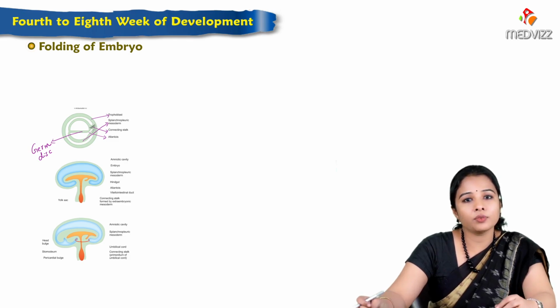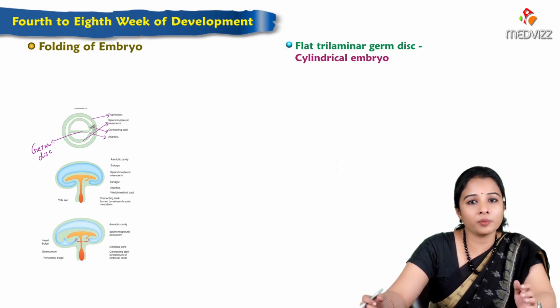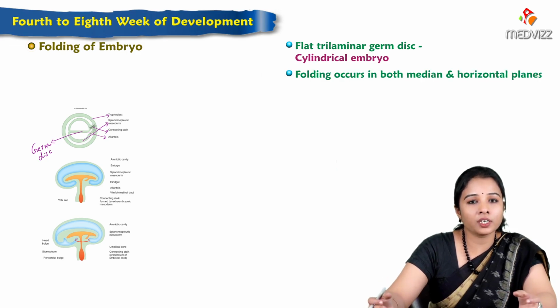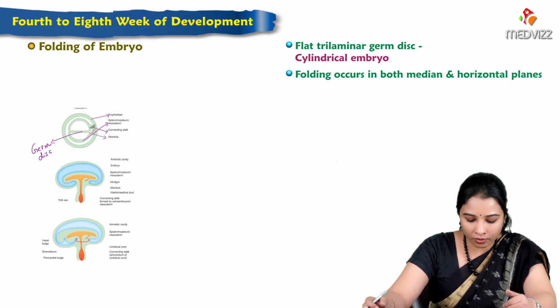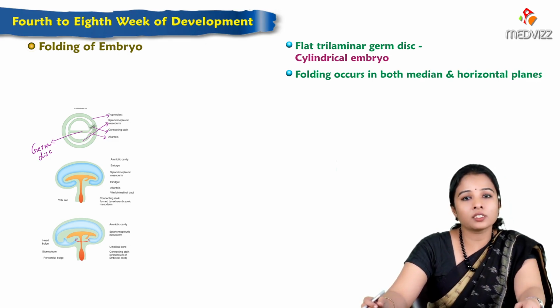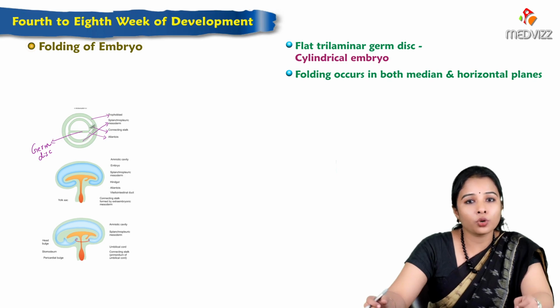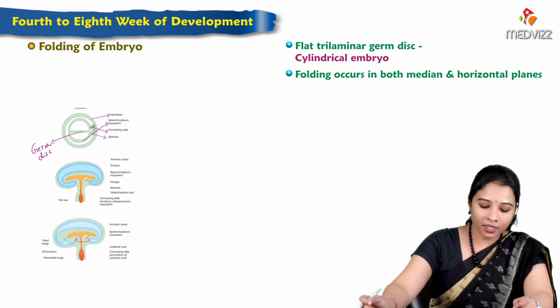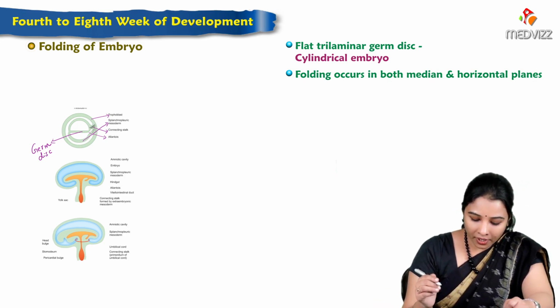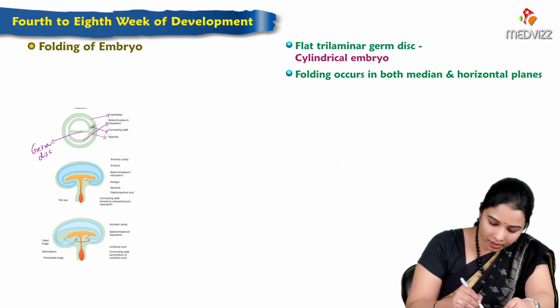So later in the 4th week and 5th week we see the folding of the embryo, where the trilaminar germ disc, which is like a cylindrical embryo, folds in such a way that there are both median foldings and horizontal foldings. So here is the sagittal view of the embryo showing the median foldings. The median foldings are head fold and tail fold. So this is the head side, cranial side, head fold.